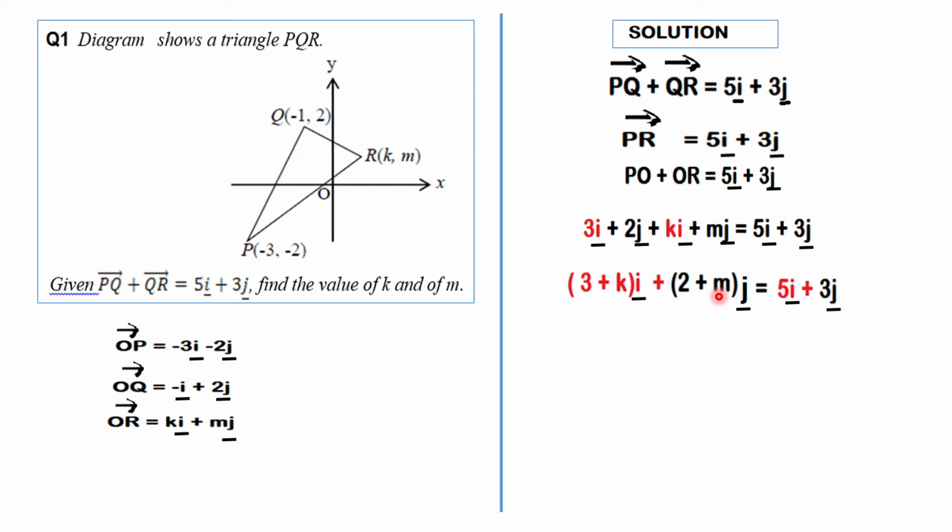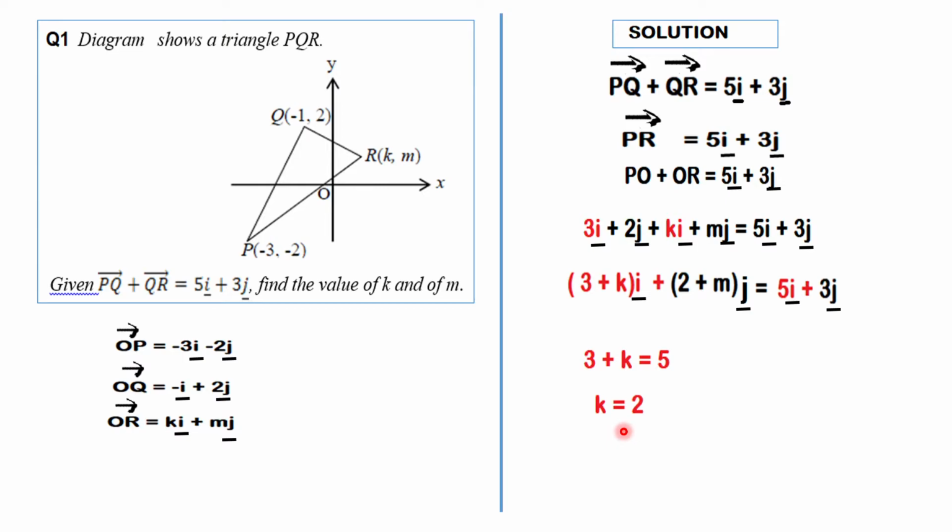Now what you need to do is compare the i vector on the left hand side and the i vector on the right hand side. Therefore, you will be comparing (3 plus K)i and 5i. You can cancel out the i vector and you'll get one equation: 3 plus K equals 5. Solve this and you'll be able to get the answer.